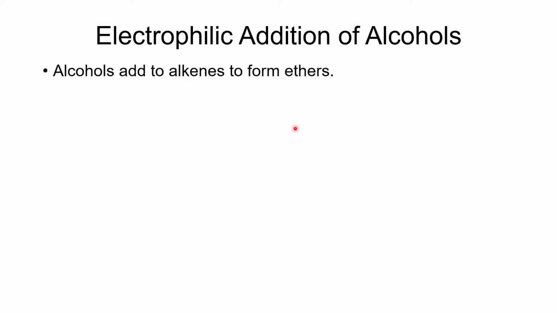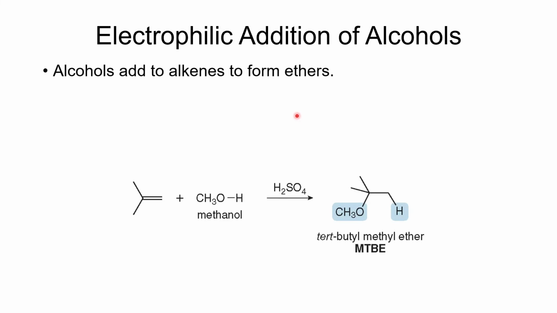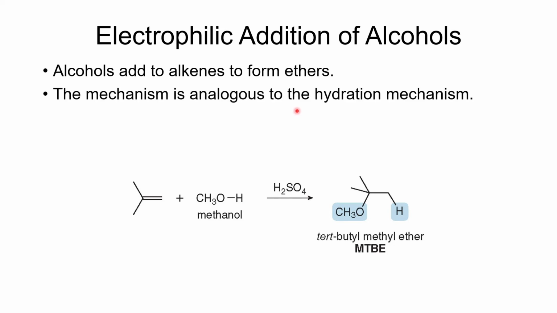All right, we also want to look at electrophilic addition of alcohols. So alcohols add to alkenes to form ethers. And the mechanism for this is almost completely analogous to the mechanism for hydration. So it's very, very similar. We protonate, and then the nucleophile comes in, reacts with the carbocation, and we end up getting this.